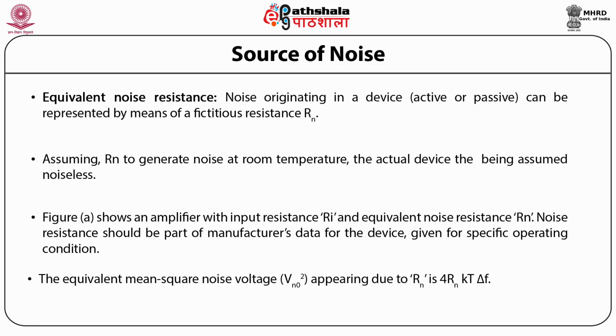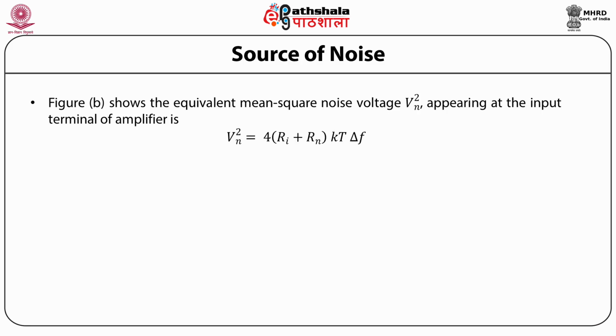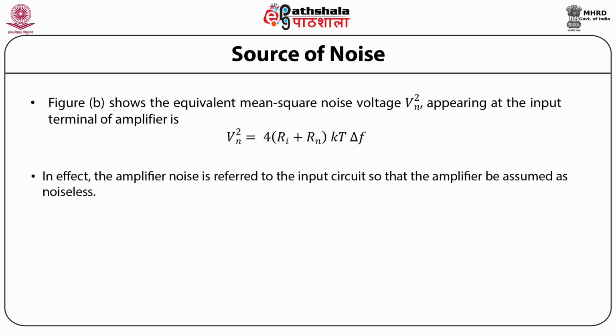The equivalent mean square noise voltage Vn0 square appearing due to Rn is 4 Rn kT delta F. Figure B over here shows the equivalent mean square noise voltage Vn square appearing at the input terminal of the amplifier, that is, Vn square equal to 4 multiplied by (Ri plus Rn) kT delta F. In effect, the amplifier noise is referred to the input circuit so that the amplifier can be assumed as noiseless.